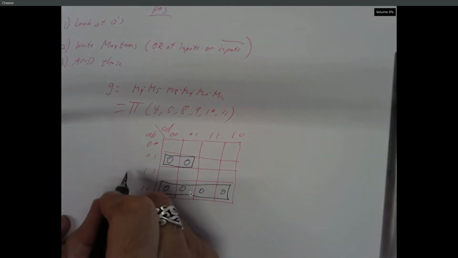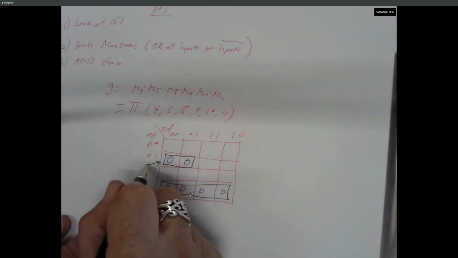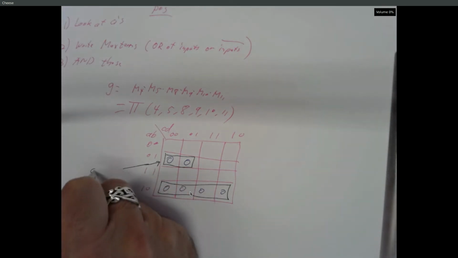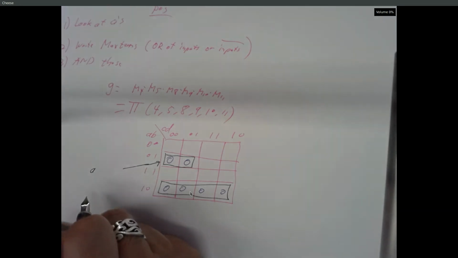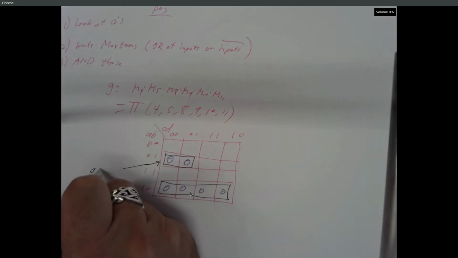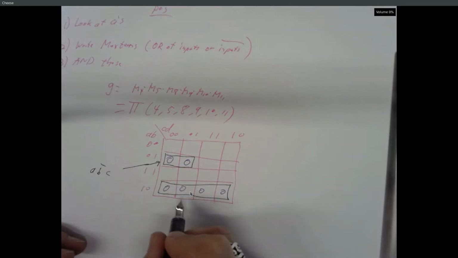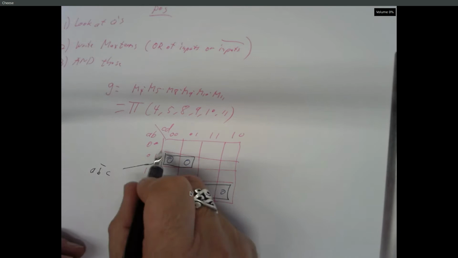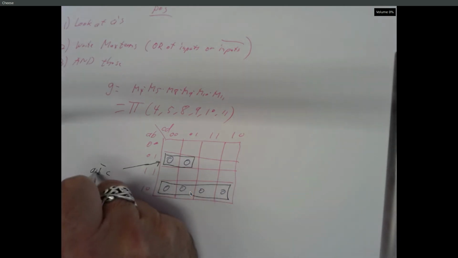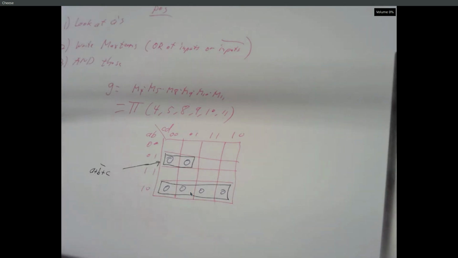And now you write some terms. So over here, A is 0, so we just write A without a bar. B is 1, so we write B with a bar. C is 0, so we just write C. D can be either 0 or 1, so we don't use it. And we sum these together.